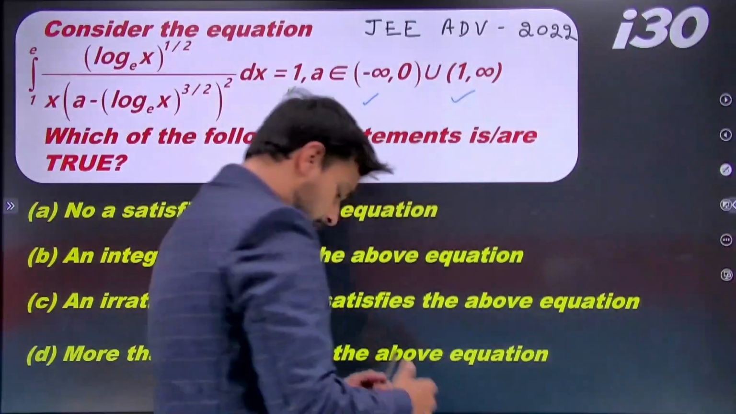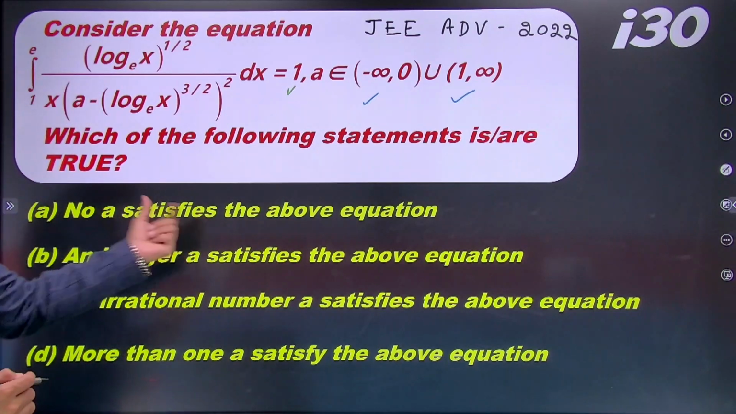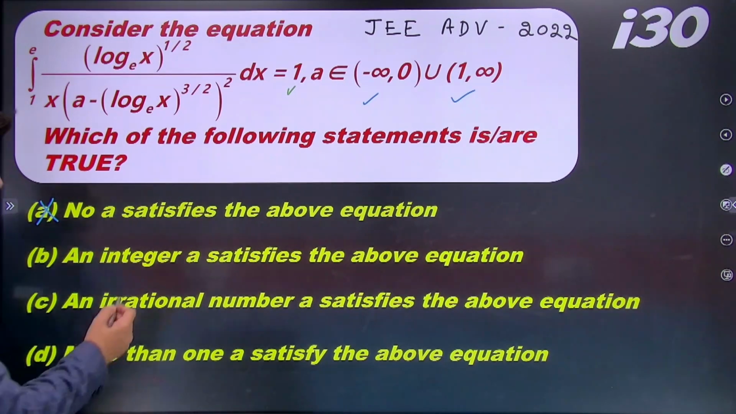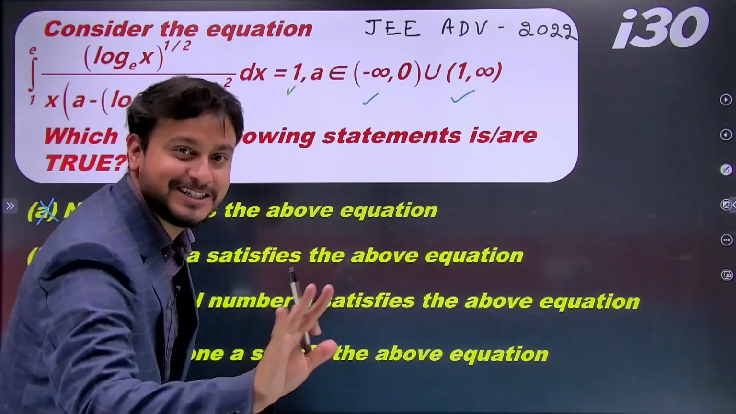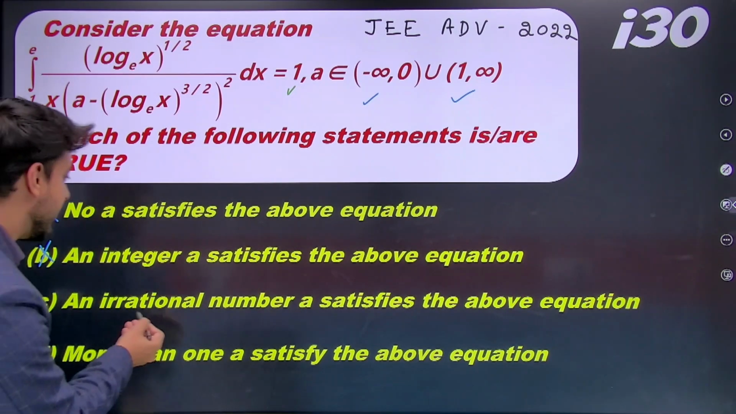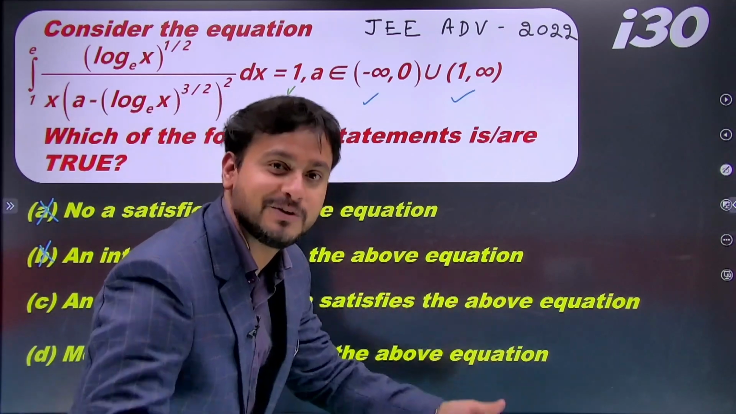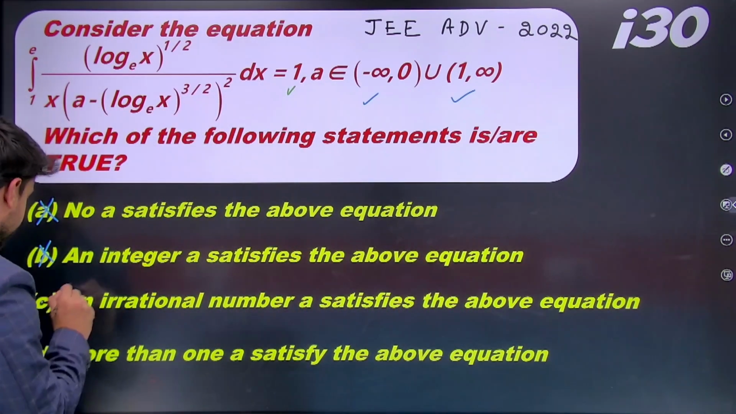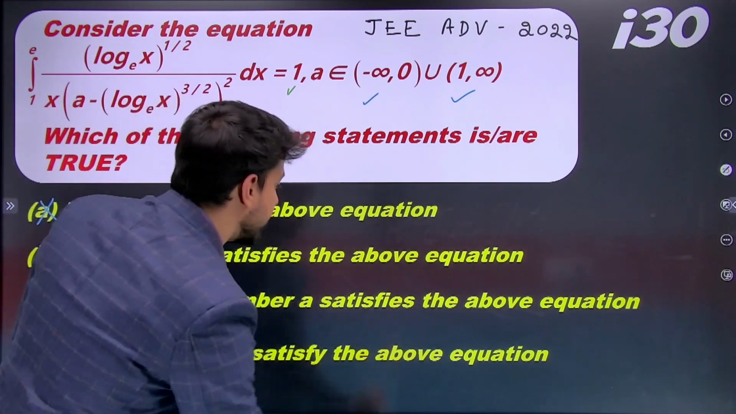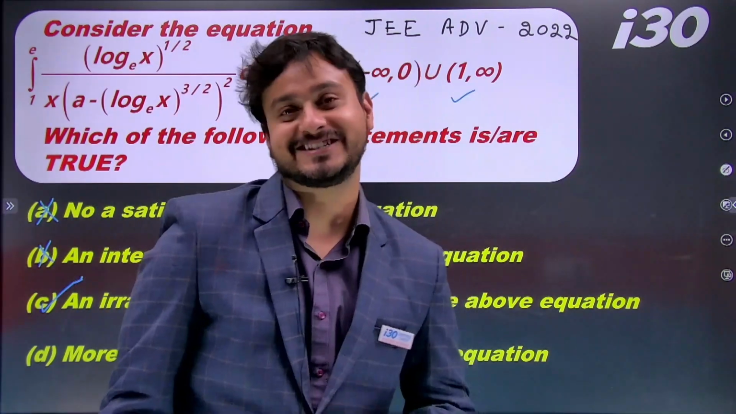So let's see which options might be correct. I feel that 'no a satisfies the above equation' will definitely be wrong. 'An integer a satisfies the above equation': no, these two are not integers, so this would be wrong. 'An irrational number a satisfies the above equation': this is correct, definitely. And 'more than one a satisfy the above equation': yes, we have two values of a satisfying the above equation, guys.